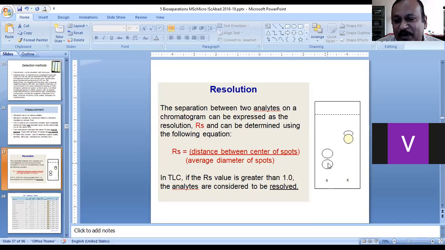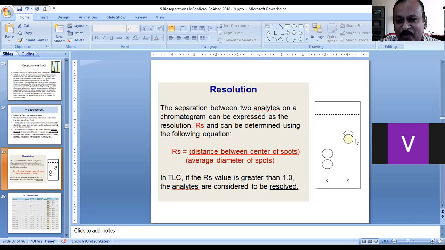As an example, the diameter of spot number 1 is 1 centimeter and the diameter of the other spot is 0.9 centimeter. So the average is 1 plus 0.9 divided by 2, which is 0.95. The distance between the spots was 1.5. So 1.5 divided by 0.95 is definitely greater than 1. A value greater than 1 means the two spots are actually separate. There is good resolution between the two spots.